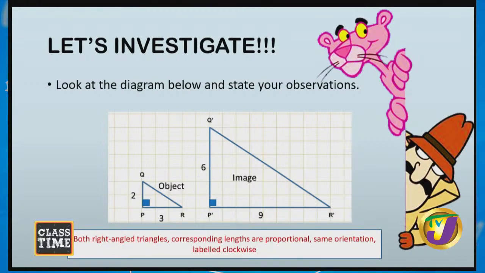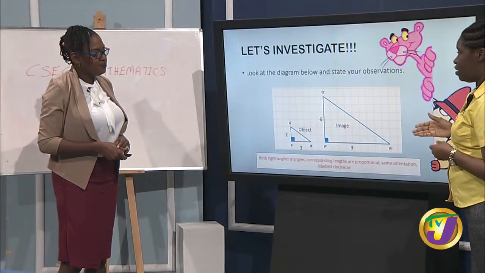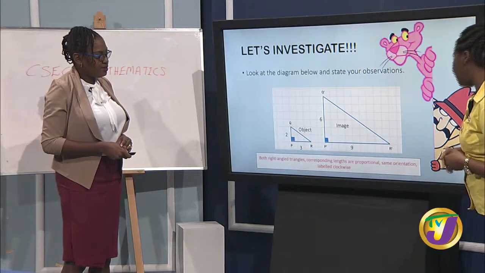So both are right angle triangles. Corresponding lengths are proportional. They have the same orientation. And the labels are done clockwise. You mentioned corresponding lengths, meaning that these lengths are the ones that are in the same position on the shape, on both shapes, right? Right.